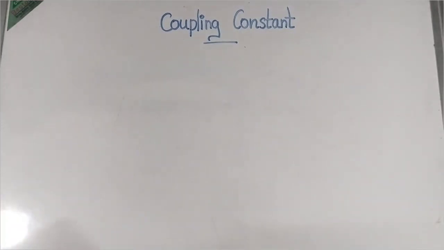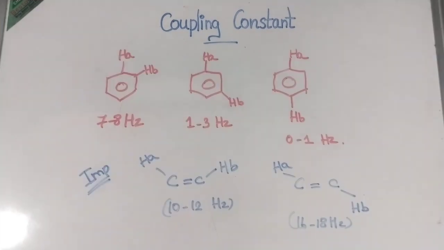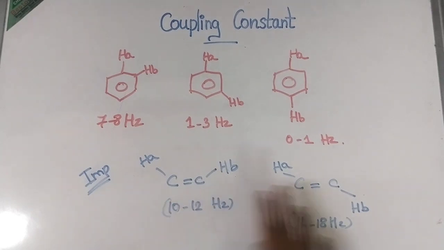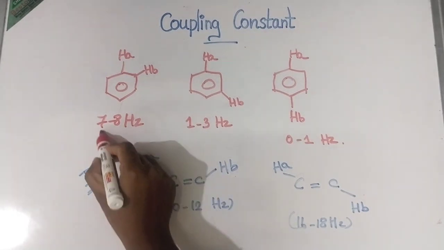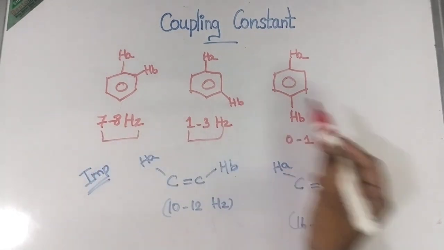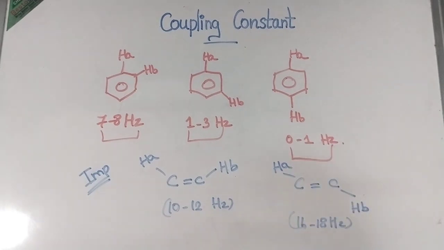Then we can see the various values of coupling constant for different compounds. Now see here, these are all three compounds. In the first case, the value is 7 to 8 hertz. Here it is 1 to 3 hertz. Here it is 0 to 1 hertz.